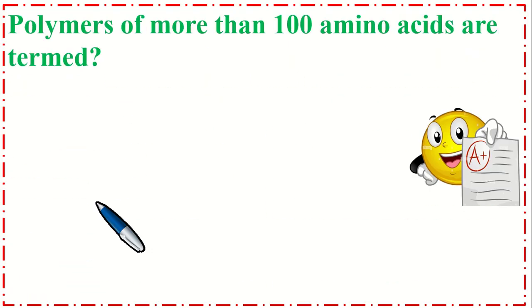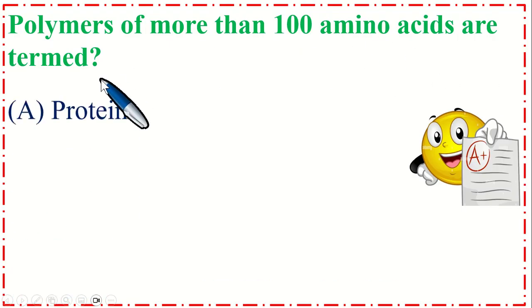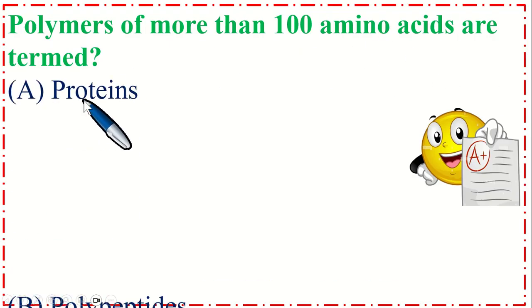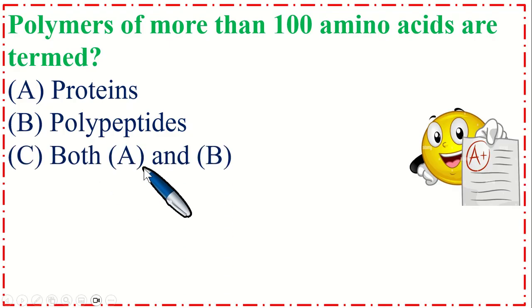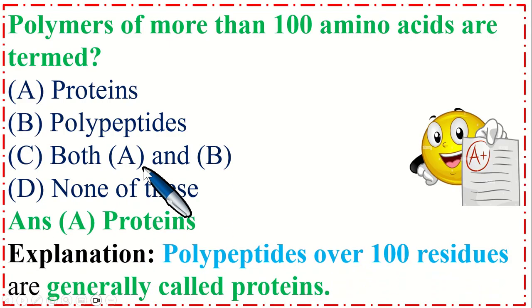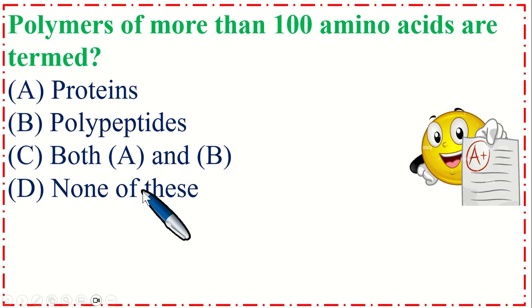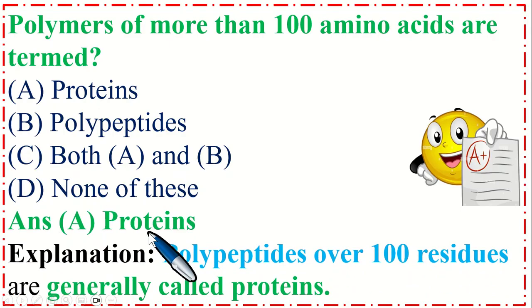Dear students, this is very important MCQs. Polymers of more than 100 amino acids are termed option A, proteins, B, polypeptides, C, both A and B, and option D, none of these. So the correct option is A, proteins. Polypeptides over 100 residues are generally called proteins.